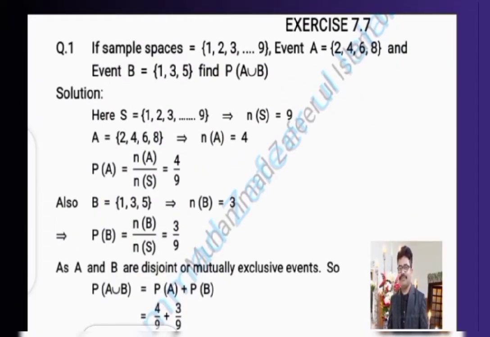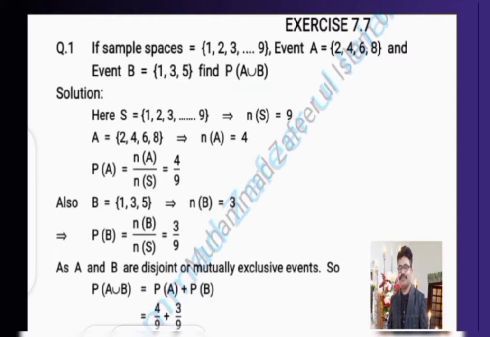Exercise 7.7, Question 1. If the sample space is 1, 2, 3 up to 9, the sample space has 9 values, and an event A is given whose values are 2, 4, 6 and 8, and an event B has the values 1, 3 and 5. We have to find the probability of A union B.